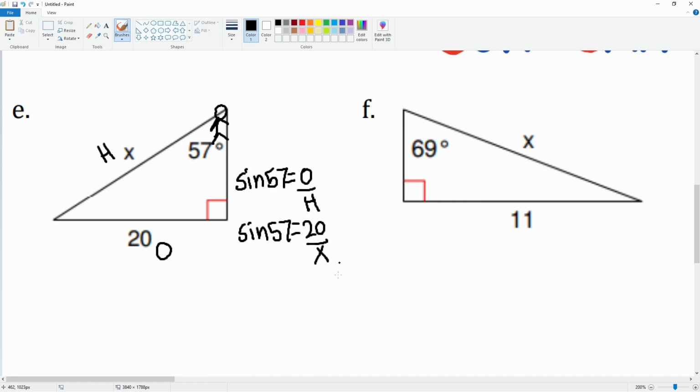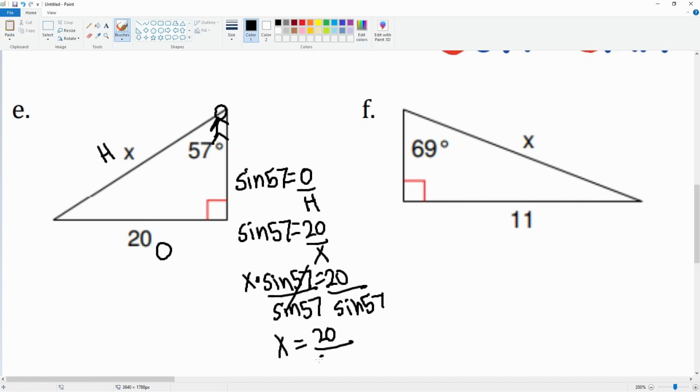We're trying to get x alone, so we cross multiply. So x times sine 57 is equal to 20. Let's divide by sine 57 on both sides, so we can get the x alone. This cancels. x is equal to 20 divided by sine 57, which is approximately, if you plug that into the calculator, 20 divided by sine 57, that gets you 23.8 if you round to the nearest tenth.